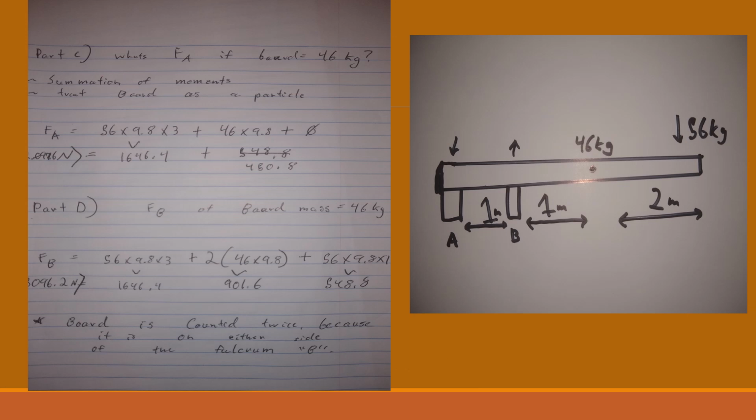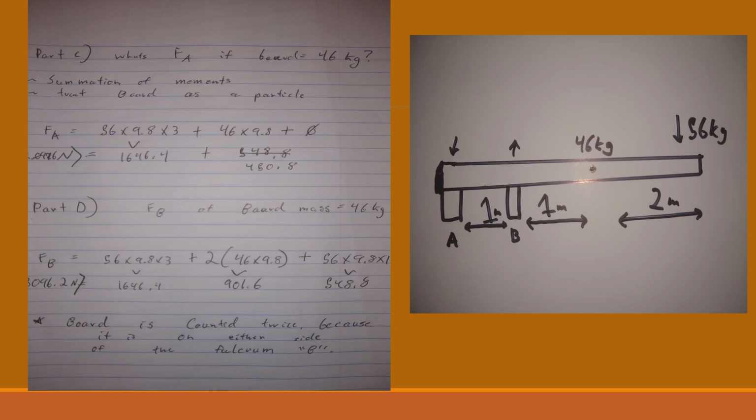Part C asks the same. It says, what is the torque that A exerts on the board if the board has a mass of 46 kilograms? Well, we can treat the board as a single particle through summation of moments. And basically what that means is we can say the board is a 46 kilogram particle at the center of its equilibrium. So it will be 46 kilograms at equal distance between the ends of the board.